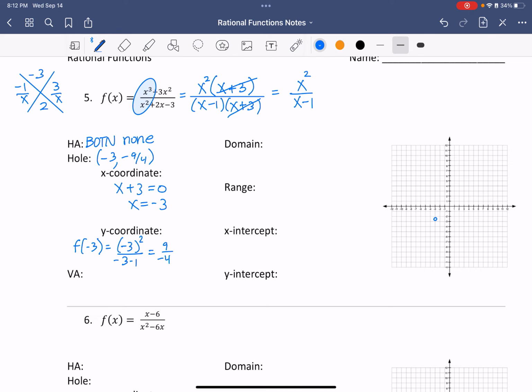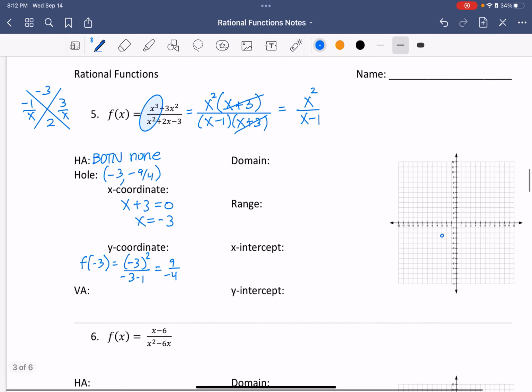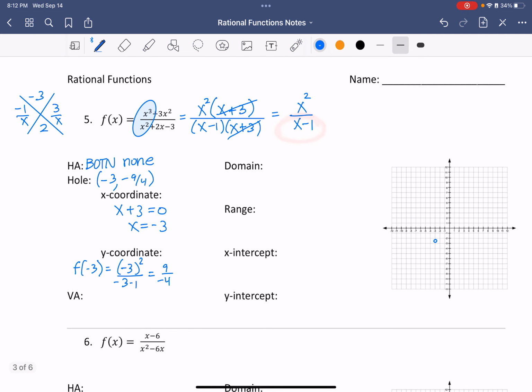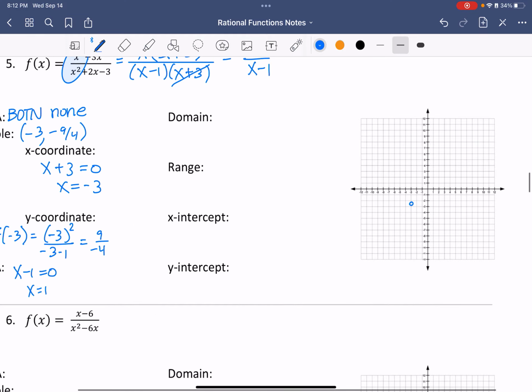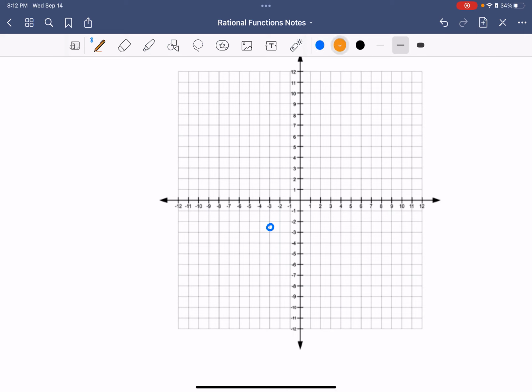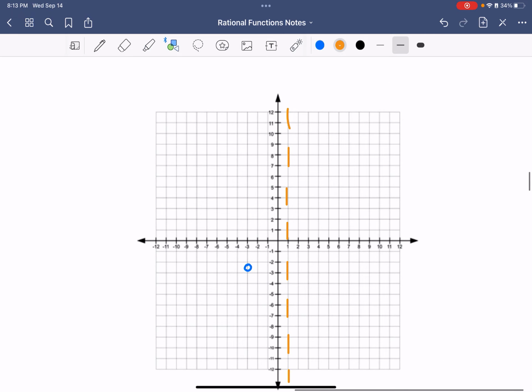Okay, moving on to the vertical asymptote, you grab the denominator, which here is x minus 1, set it equal to 0. Add the 1, you get x equals 1. Go back to your graph, make a dashed line at x equals 1. Okay, so that's my vertical asymptote.